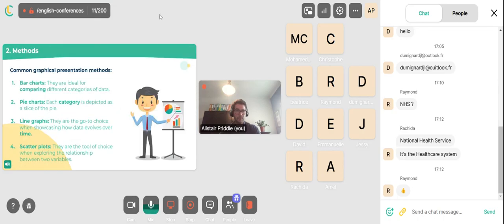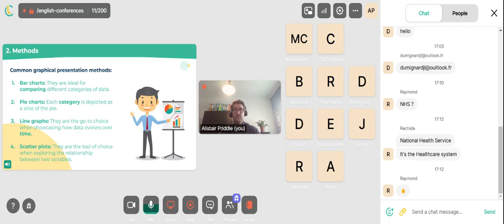Okay, number 2 here is all about methods. Common graphical presentation methods. We're going to highlight 4 graphical presentation methods. Number 1, bar charts. They are ideal for comparing different categories of data.